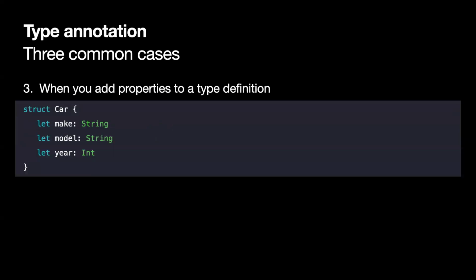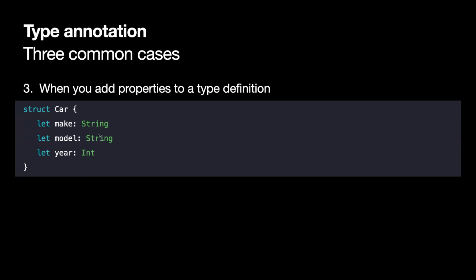The last scenario is if you define a data type, and then you include properties in it. So here, these properties, make, model, year, all have to have data types, because you're not assigning any values at that time for that data type. You create them, you assign them as you create copies of these different cars.